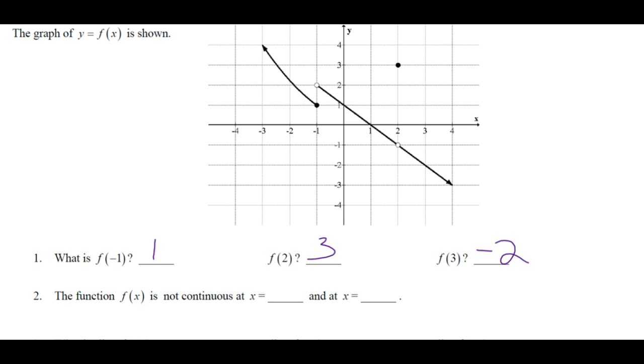Okay, so the function, where is it not continuous? Or discontinuous, or where would you have to lift your pen? Negative 1. So when x is negative 1, and when x equals 2.